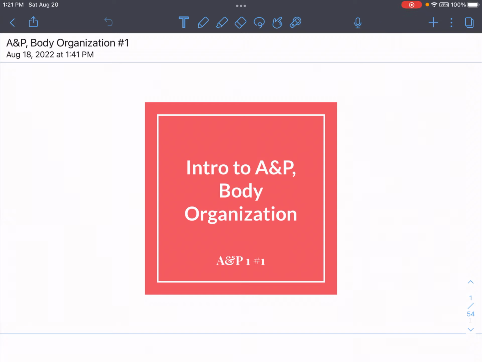Today we're going to talk about Chapter 1, which is an introduction to anatomy and physiology, and we're also going to look at body orientation, which is also a part of Chapter 1.